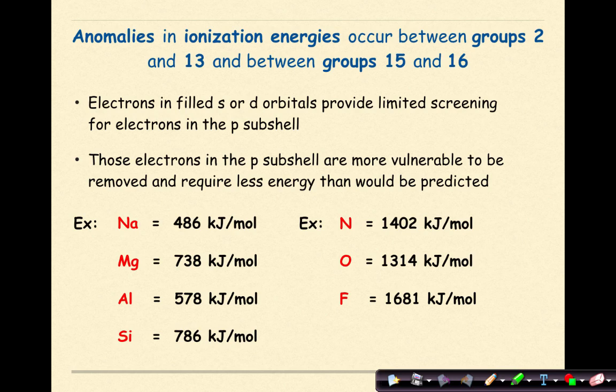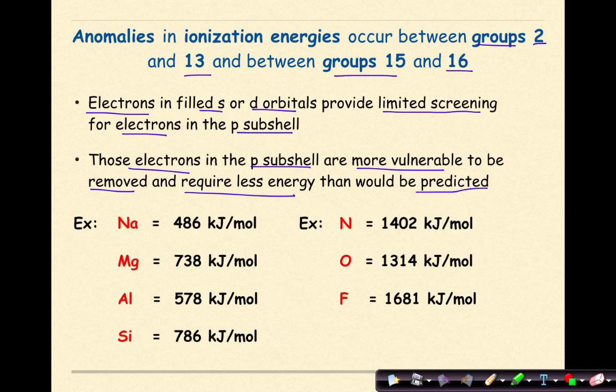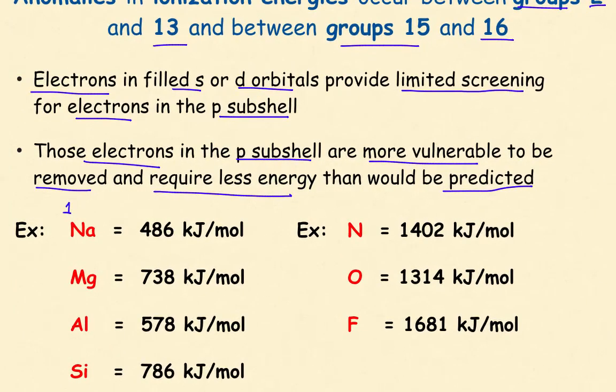Anomalies in ionization energies occur between groups 2 and 13 and groups 15 and 16. Electrons in filled s or d orbitals provide limited screening for electrons in the p subshell. Those electrons in the p subshell are more vulnerable to be removed and require less energy than would be predicted. So if we looked at the electron configuration for sodium, it is 1s2, 2s2, 2p6, 3s1. It's not a surprise that this one electron in this s sublevel is pretty easily removed.